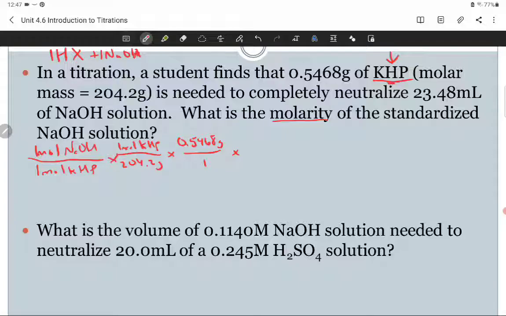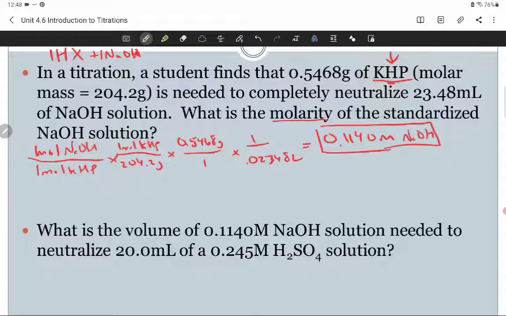And then right now, everything cancels except for the moles of sodium hydroxide, which we'd like, but we also need the liters of solution. And it was told to us that it took 23.48 milliliters of solution. And we don't like milliliters because molarity is moles per liter. So I'm just going to change that to liters. And now we have all of our units. And that number is going to be that.